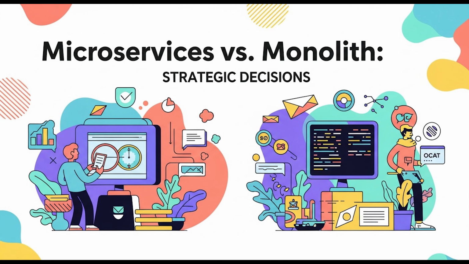Today we are going to talk about a big topic in software architecture, microservices versus monolith. This is a strategic decision that every software team faces at some point. We'll explore what each approach means, the pros and cons, and how to choose the right one for your project.